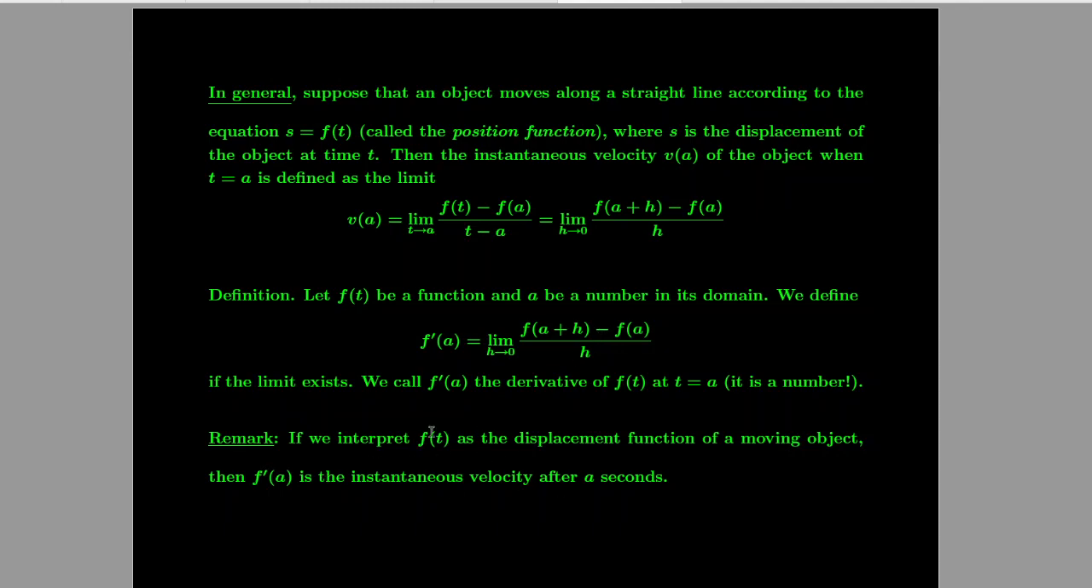Actually, I'm blind. I was looking for this. In this remark, you have the physical meaning of the derivative we just mentioned. If the function is interpreted as the displacement function, or you imagine it as the distance function of a moving object, then the derivative is the instantaneous velocity after a seconds. At this point, I hope it's not too hard to understand that. In the particular question we did, a value was 1, right? We were talking about the instantaneous velocity after 1 second.